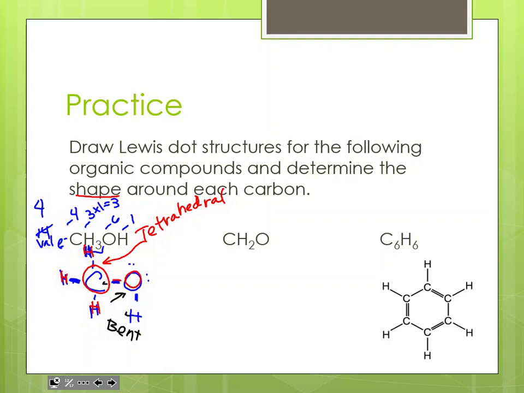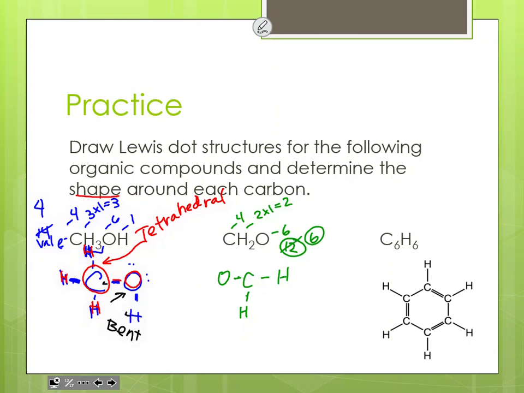Now let's look at the middle one here. This is formaldehyde. Once again, we have 4 electrons for carbon, 2 times 1 for the hydrogens. Hydrogen has 1 valence electron each, and then 6 for the oxygen. So this adds up to being 12 total. We have 12 total to work with, right? We put the carbon in the middle, we attach the ligands, the hydrogens, and then the oxygen. So that's 2, 4, 6. Now I have 6 electrons left.